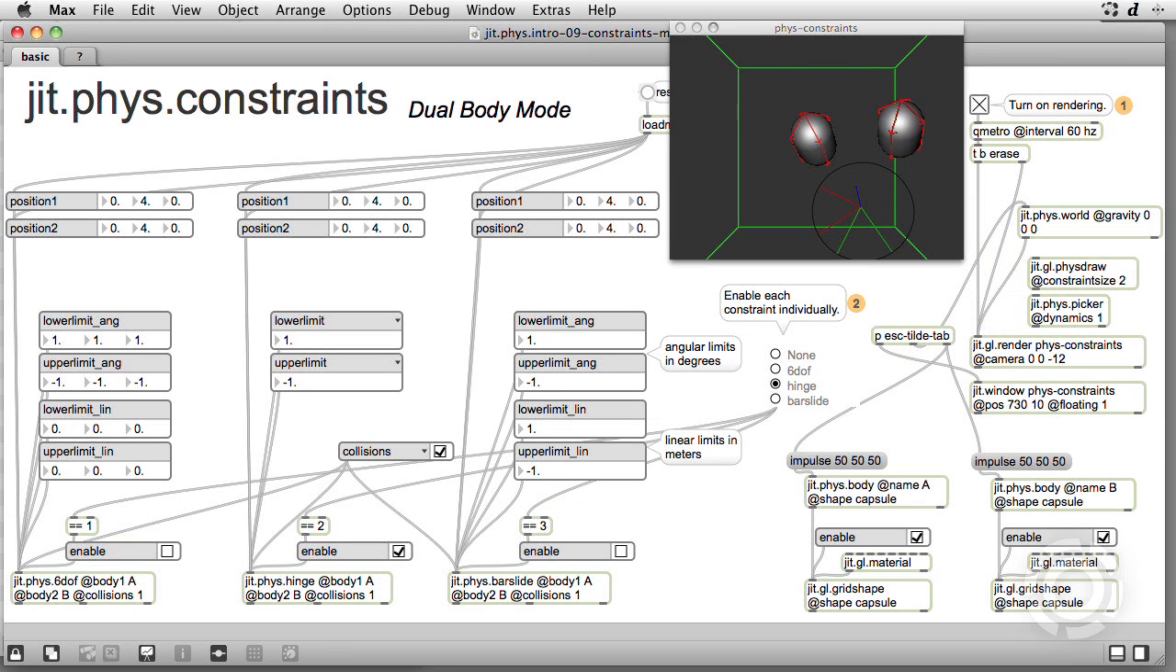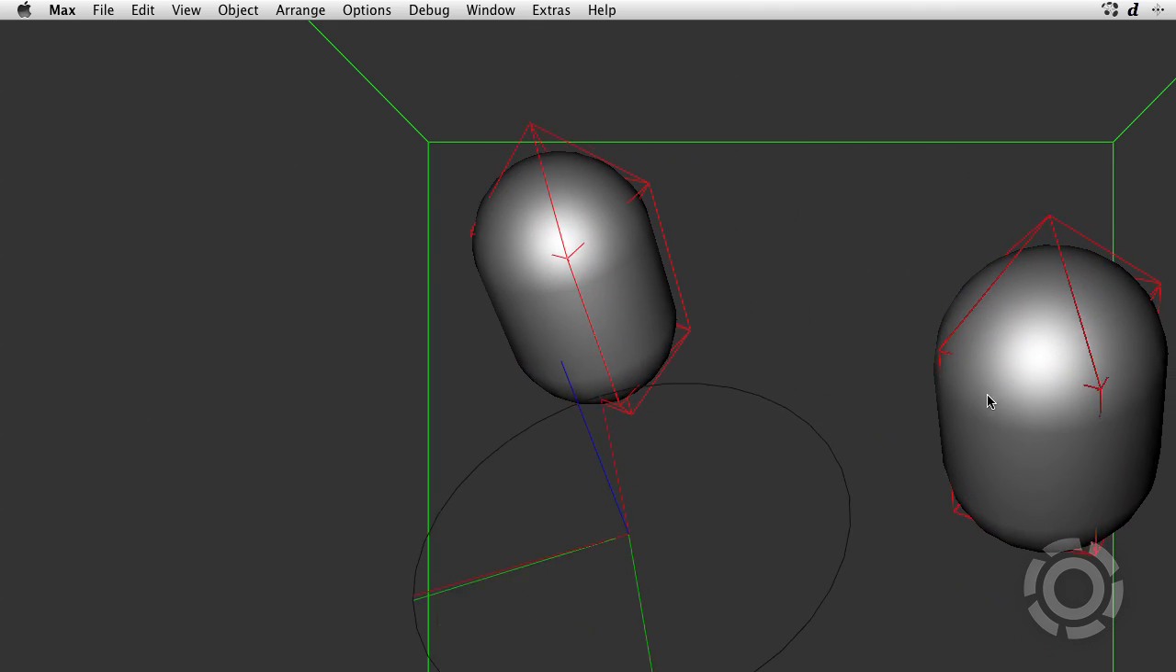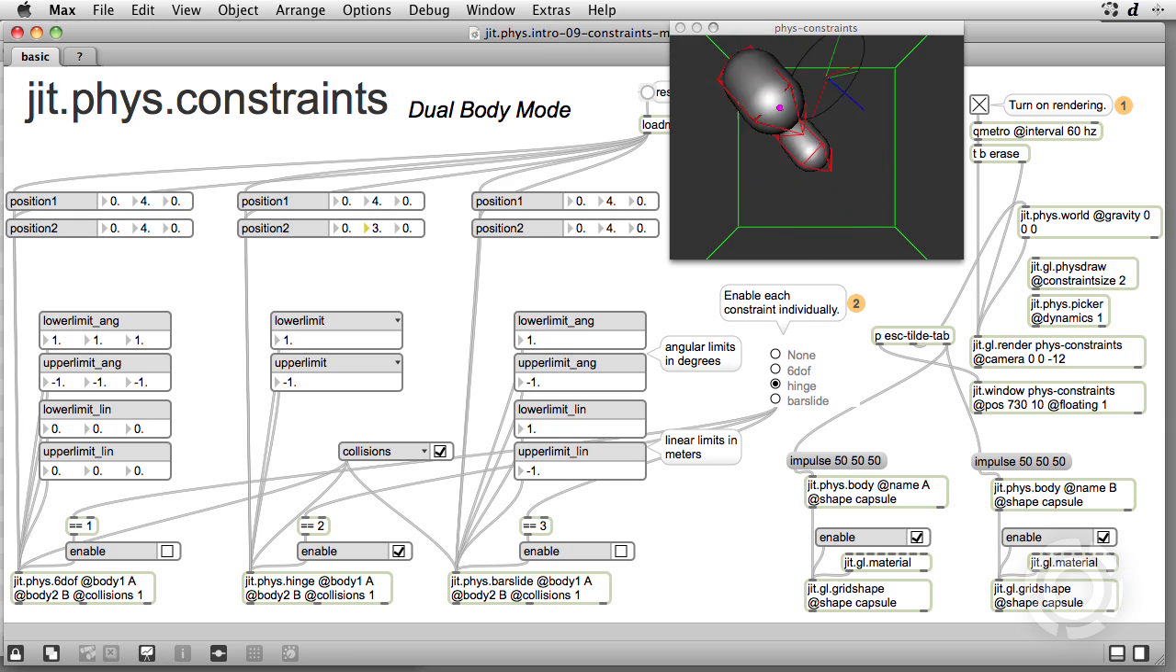Things really get interesting when 2 bodies are connected by a constraint. You can use the 2 outlets to connect to the 2 bodies, or you can name each body and use the constraint's body 1 and body 2 attributes to refer to those names. Let's try this with our hinge. Now they move through space together. The position 2 attribute no longer determines the fixed location in space. It determines the position of the constraint relative to the center of body 2.